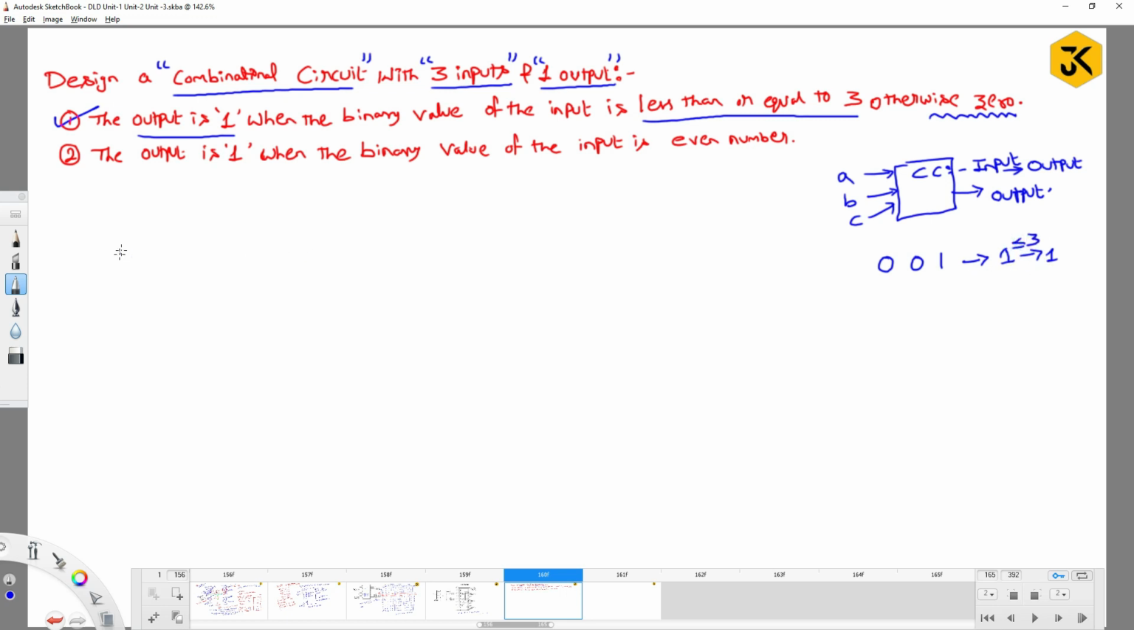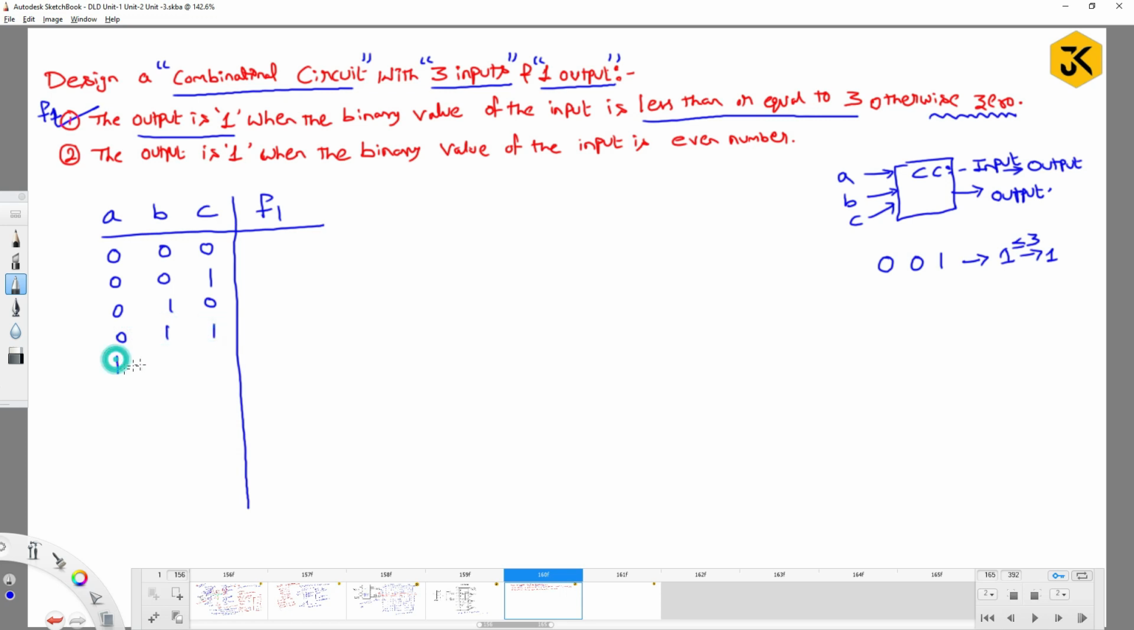So here, for example, I am assuming that the 3 inputs are A, B, C, and I am calling the given requirement function 1. When we have 3 variables as input, what are the different possibilities? 000, 001, 010, 011, 100, 101, 110, 111. Guys, for the sake of clarity, I split it into 2 parts.